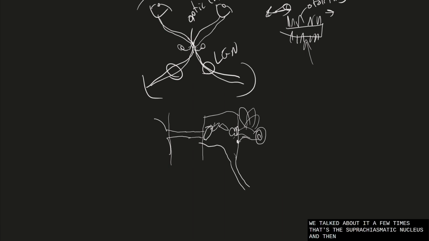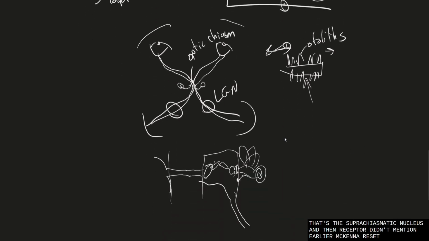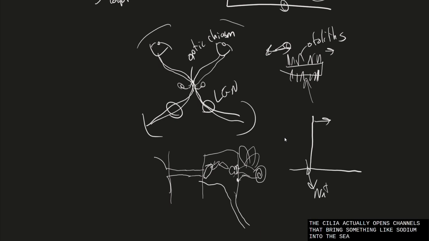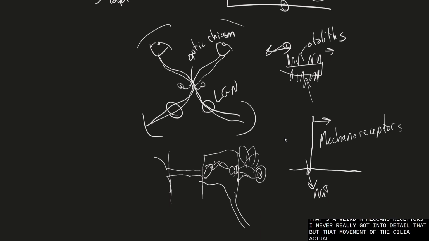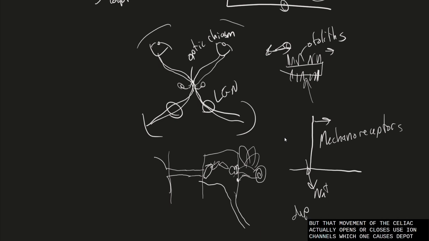And then, one receptor I didn't mention earlier: mechanoreceptors. So these little cilia here are actually mechanoreceptors. If we expand one of these cilia really high, if this cilia moves, it's attached to the cell membrane. The movement of this cilia actually opens channels that bring something like sodium into the cell. I never really got into detail of that, but that movement of the cilia actually opens or closes these ion channels, which then causes depolarization.